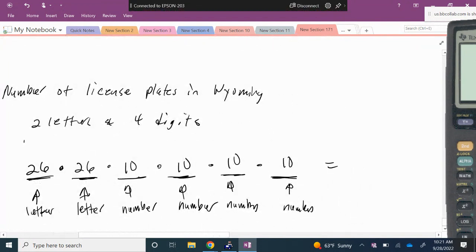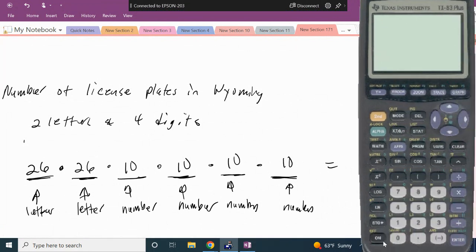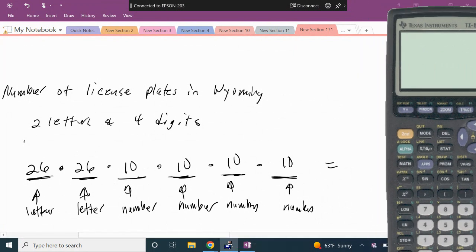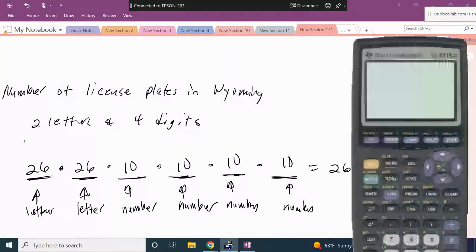To find the total number of license plates, we're just going to multiply all of these numbers together: 26 times 26 times 10 times 10 times 10 times 10. I'm going to do that here. To write this out algebraically, even though this is not an algebra class, I can write this as 26 squared, because 26 times 26 is 26 squared, times 10 to the fourth power, because 10 times 10 times 10 times 10 would be 10 to the fourth power.